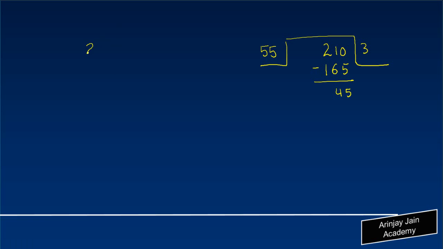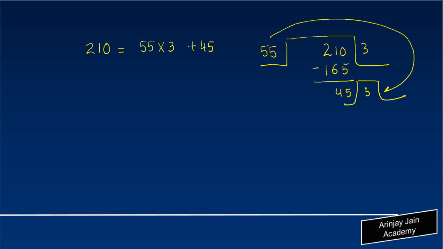If it was to be expressed in the form of a lemma, you would have written 210 is equal to 55 times 3 plus 45. Now we will divide 55 by 45. Okay, this will be one time, right? Or in other words, we can write 55 is equal to 45 times 1 plus 10. 10 is the remainder.